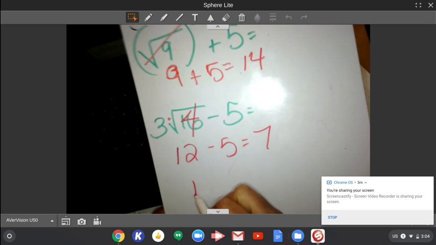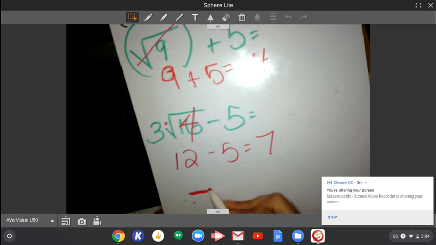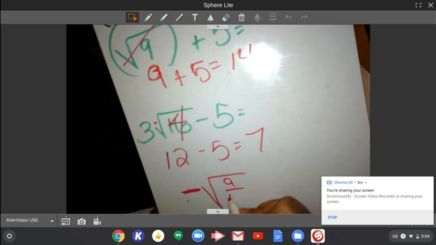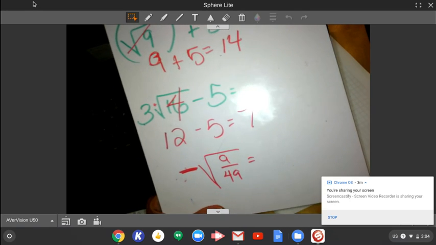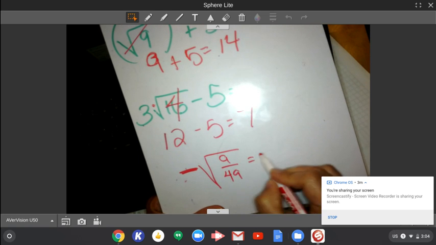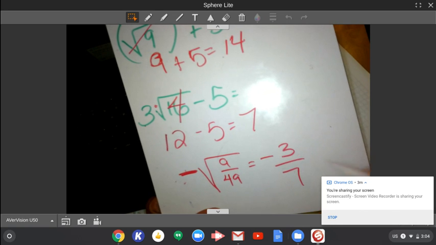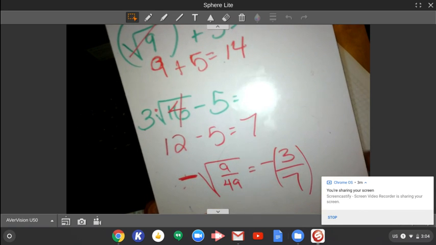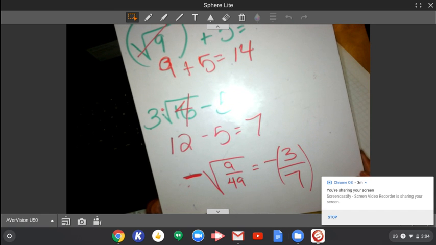If you see a problem like this, where it has a negative sign in front of the square root, okay, if you see something like this, you're just going to put the negative answer. So negative square root of 9 is 3. Square root of 49 is 7. And so you're just going to put one answer there. And remember, you put parentheses around anything that has a negative sign in front of it and it's a fraction.